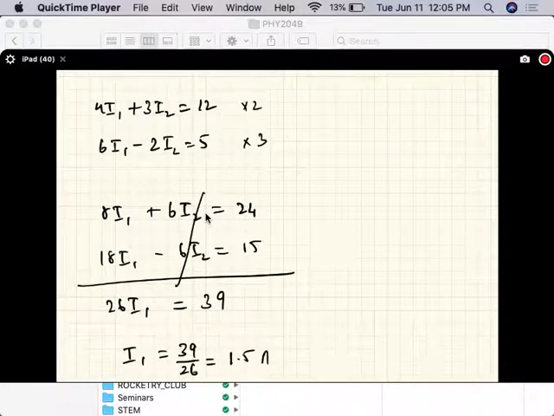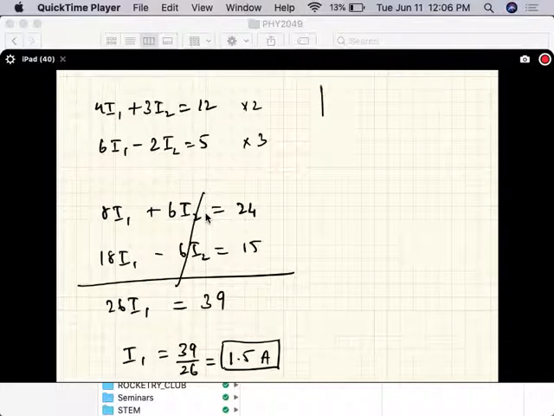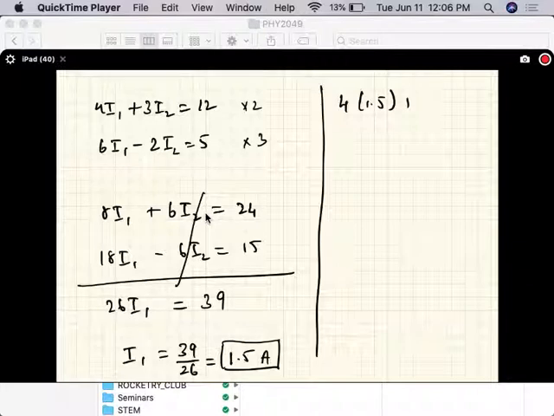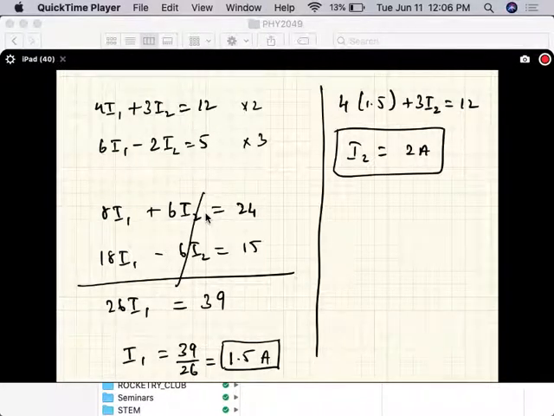0.5 amps, and now we can substitute this information somewhere here and solve for I2. So 4 times 1.5 plus 3 I2 equal to 12. So I2 is equal to, this works out to 12 minus 4 times 1.5, that's 6. 12 minus 6 is 6. So I2 works out to 2 amps. Okay, so finally we're getting someplace.